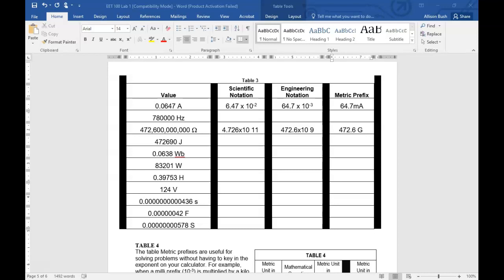Apparently I can't. So that is giga ohms. All right. Any questions about how to do any of these problems right here, guys? The biggest thing with all of this is to track your movements. Okay?